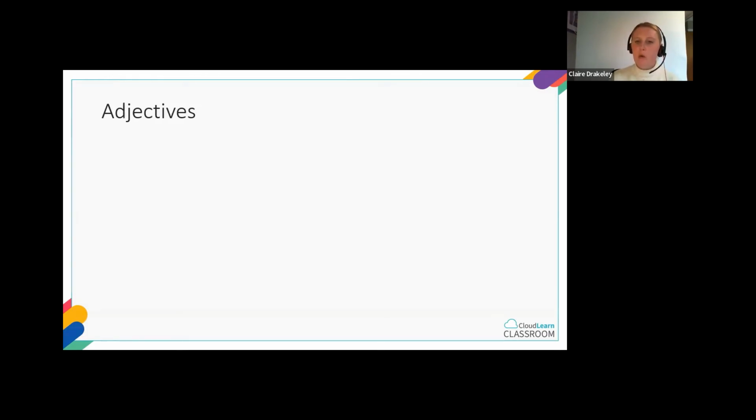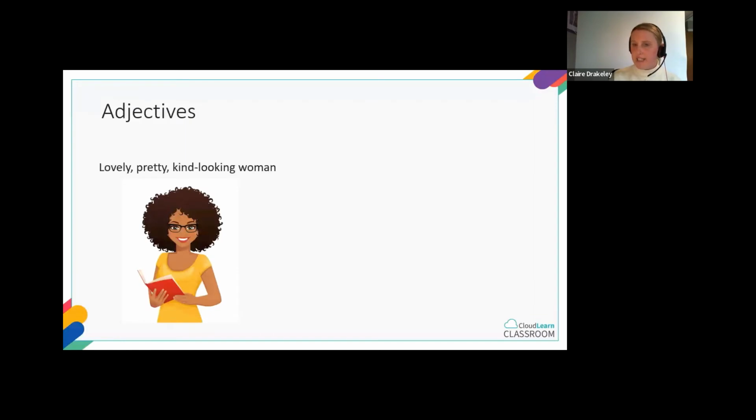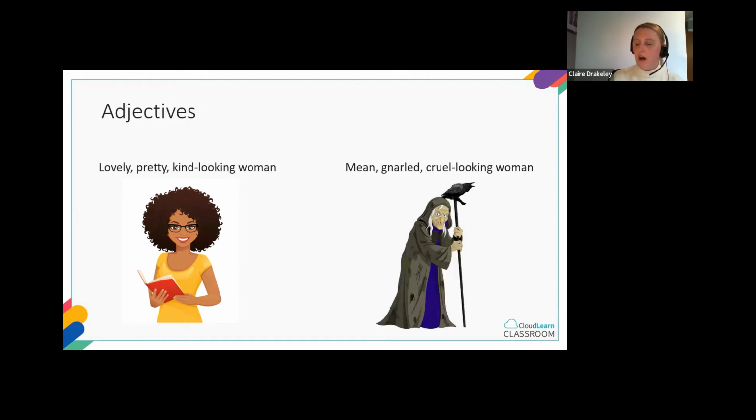So we can describe a woman as a lovely, pretty, kind-looking woman. So that's 3 adjectives that we've used to talk about this woman. And we get an image in our head of a lovely, pretty, kind-looking woman. Or we could talk about a mean, gnarled, cruel-looking woman, which gives us a completely different image in our heads. It's a vastly different meaning portrayed by those adjectives. That's how important adjectives are. They completely change who we're seeing. The subject remains the same. It's still a woman.